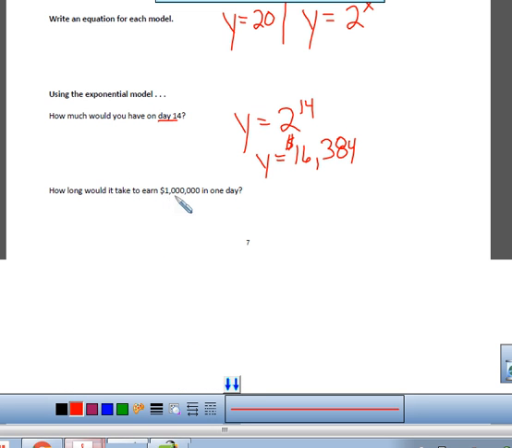How long would it take to earn $1 million in one day? This is going to be one I want you to try on your own. See if you can figure out what day number. Obviously, it's going to be more than 14 days, so see if you can figure out the pattern and come up with a way to figure out when you go over. So let's add to this, at least $1 million, because you're not going to hit it exactly.